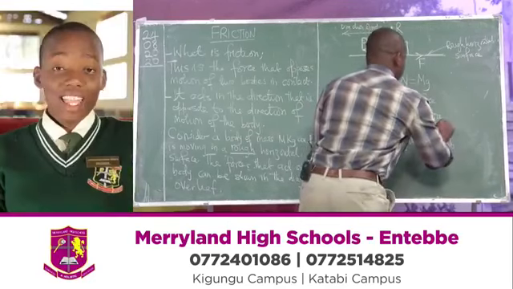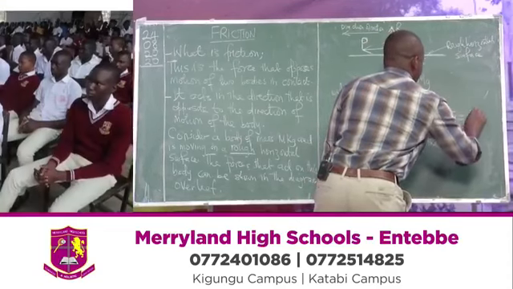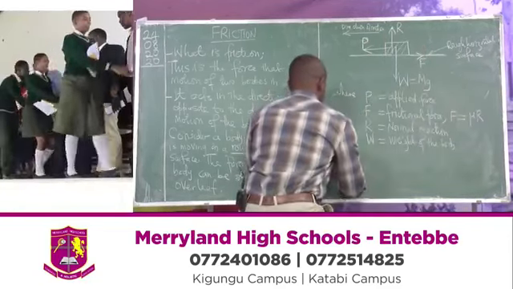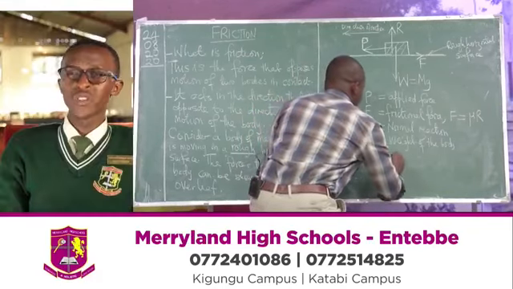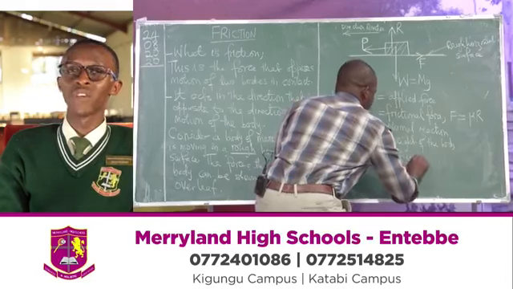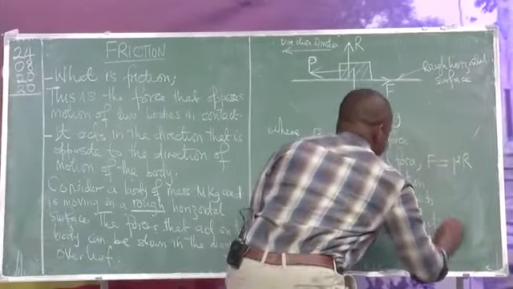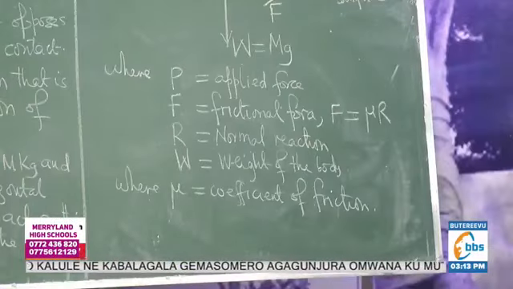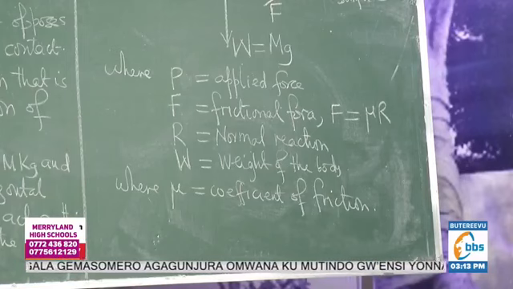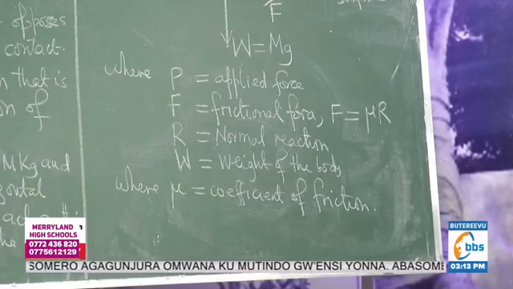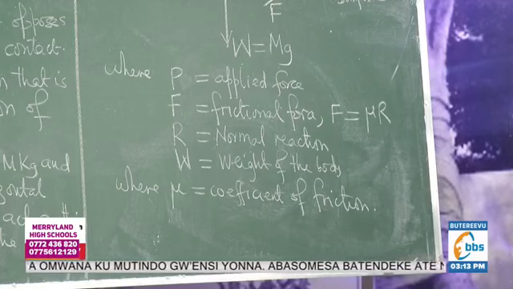It is important that at this moment I say that F is going to be given by mu R, where mu is defined as the coefficient of friction. These are the forces acting on that body, and I have ably defined what each symbol there stands for.